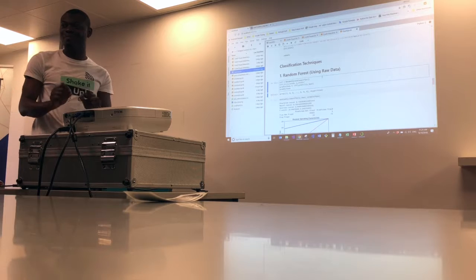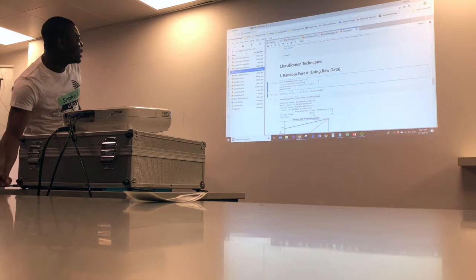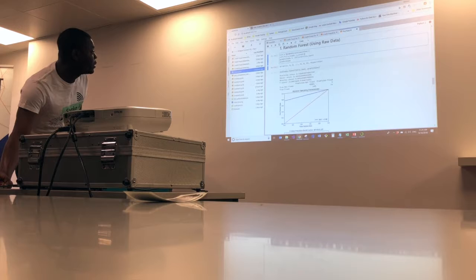We made some last-minute changes. It's already done. Okay, so yeah, we had random forest first.